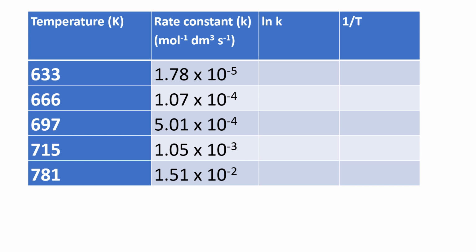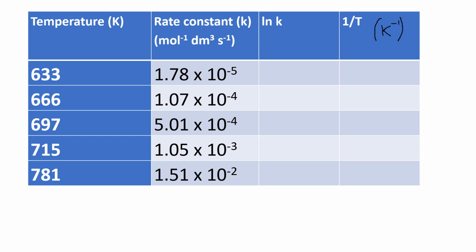Capital K is the unit of Kelvin, and the rate constant has the symbol k, so just be aware of the subtleties there. So you first have to calculate the natural log of k, and then you have to do 1 divided by the temperature. Now that would have units, that will be Kelvin to the minus 1.